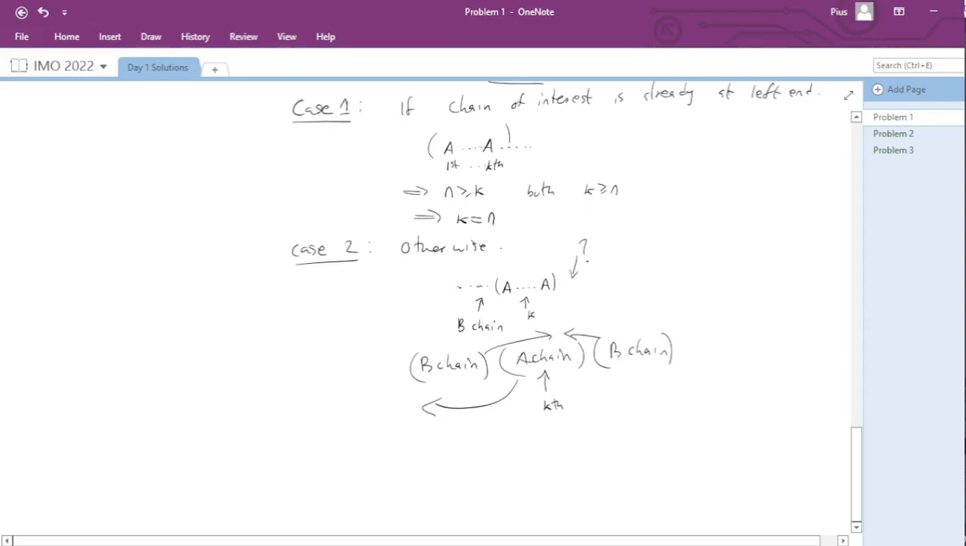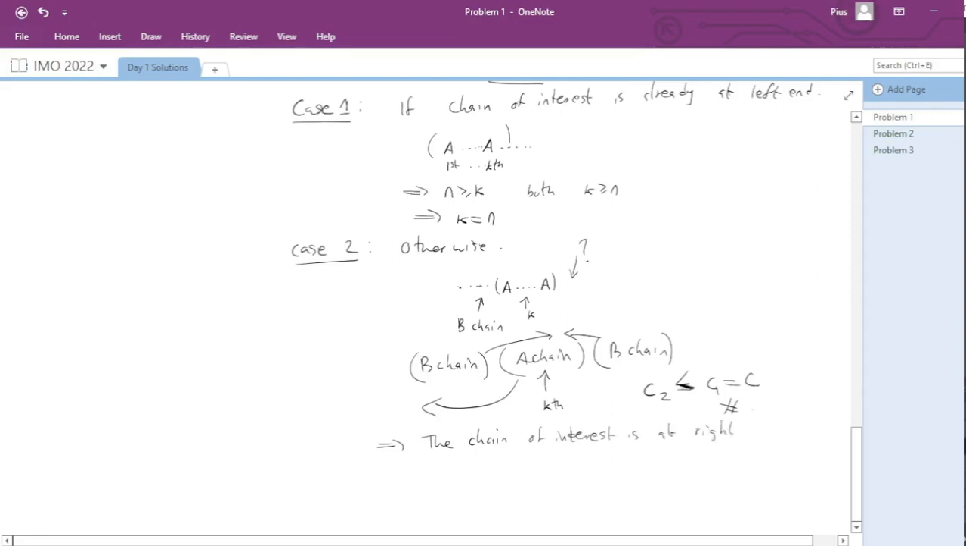So the C2 is going to be either C1, at least it's going to be less than C1, so it's going to reduce by 1. So this contradicts the fact that we've already chosen C1 to be at a stable state. Okay, so based on this, it means that the chain of interest is at the right end.